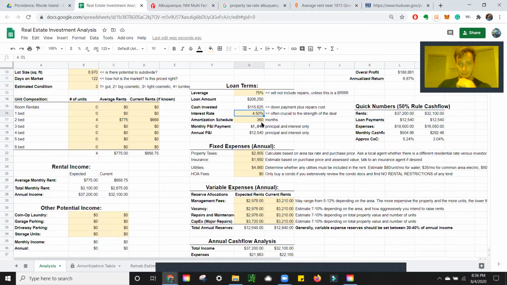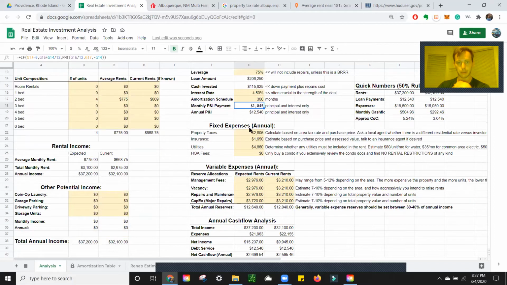We're also assuming a 30-year payoff. And you can see that the monthly principal and interest payment, don't change this, is going to be about $1,000 a month for the principal and interest.